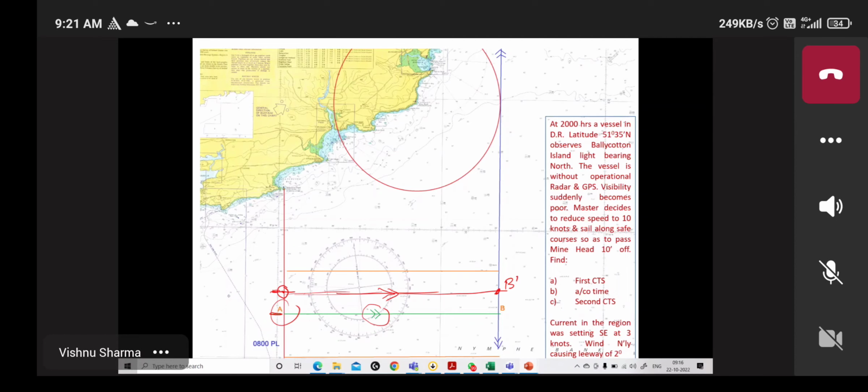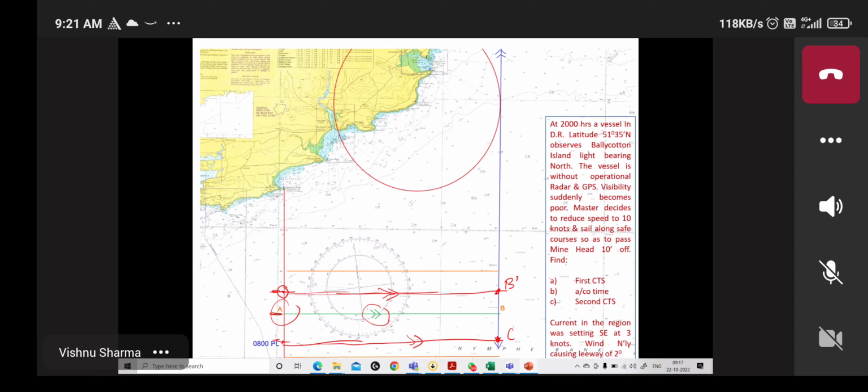Only thing, instead of B, it will join the PL at B dash. That's all that will happen. Correct, beta? Yes, sir. Suppose my actual DR was found to be here, then the ship would be here when she started off. Again, now she'll traverse the same distance, and after the same time, she will join this transferred PL, but now it will join at point C. Yes or no?